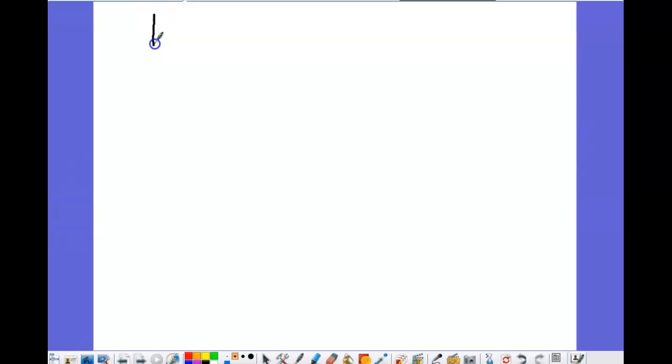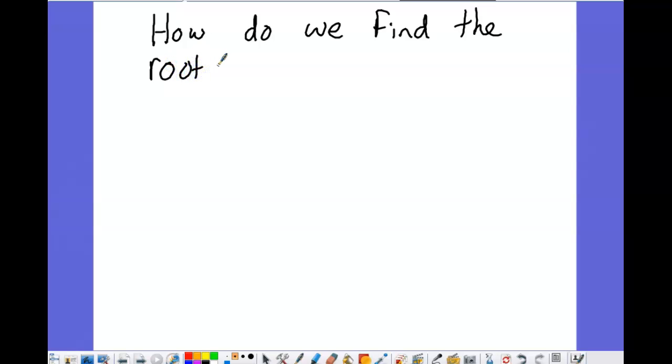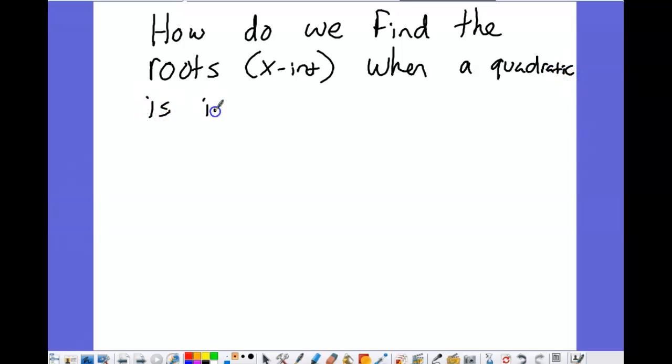So now we're on to the big question. How do we find the roots? Oh, by the way, I'm saying roots. Do you guys remember what that means? Good job. It means x-intercept. So I'll just put that in parentheses here. How do we find the roots when a quadratic is in standard form?